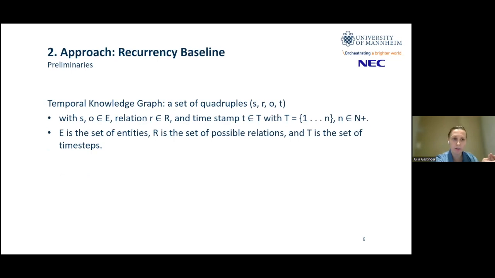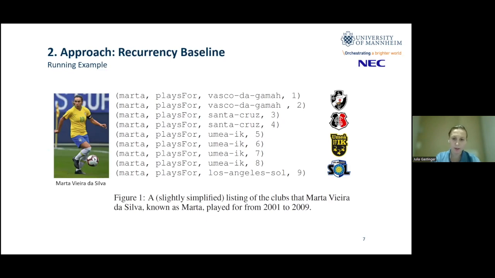So before we start, a few preliminaries. A temporal knowledge graph is a set of quadruples. So you typically have subject, relation, object, and timestamp. And yeah, you have a set of entities, a set of possible relations, and a set of timestamps. We have this running example to somewhat visualize this a bit better. This is a very simple, very small temporal knowledge graph, which lists in a simplified way the clubs that Marta Vieira da Silva, known as Marta, played for from 2001 to 2009. So you have the subject, the relation, the object, and the timestamp.